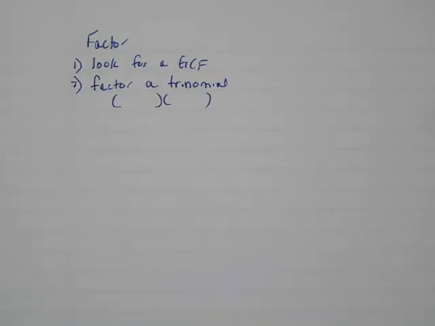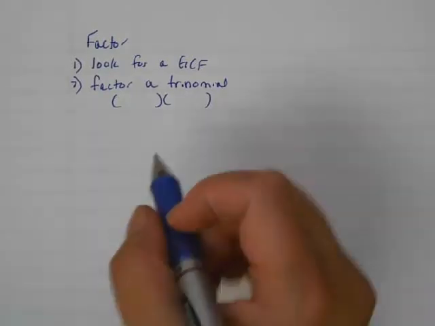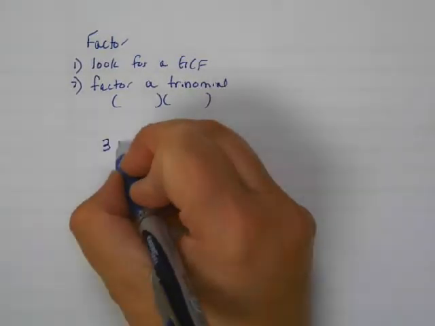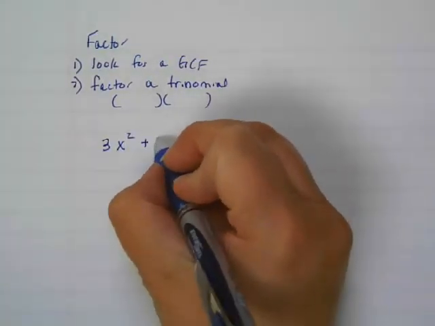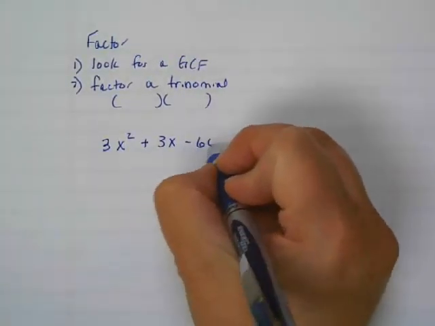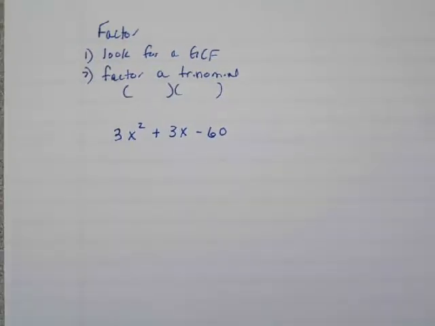So let's do one that involves both things. Let's start with the problem that looks like this: 3x squared plus 3x minus 60. I could factor this one, but it's going to be more difficult if I don't go through my list of steps here.